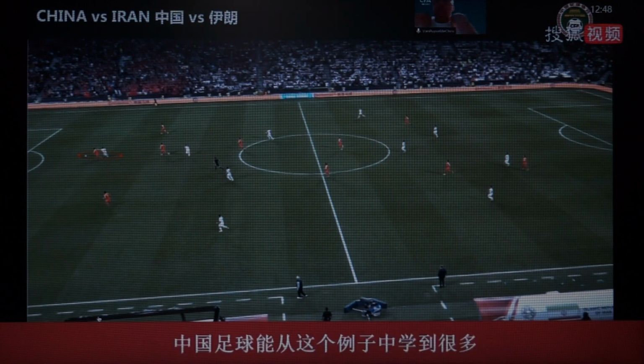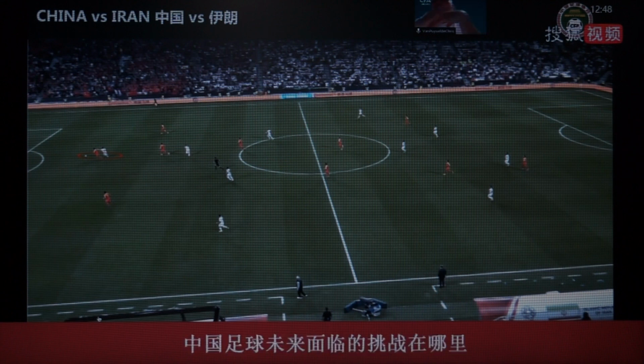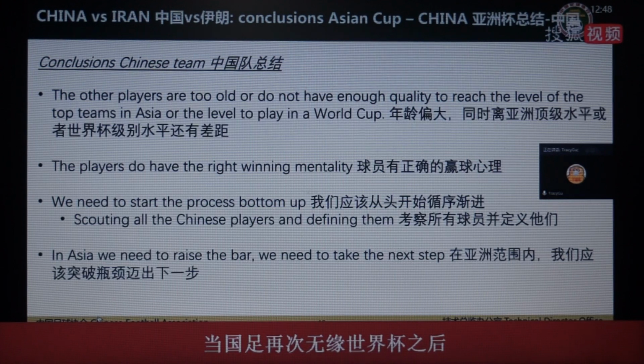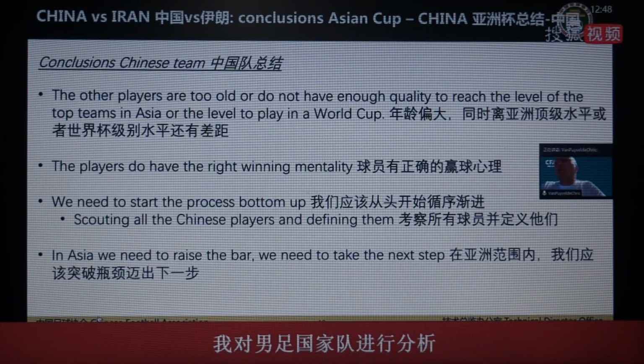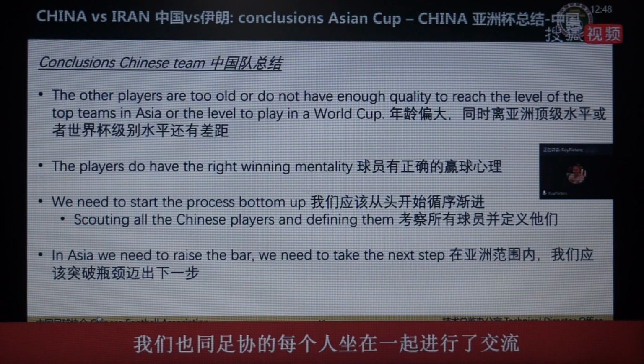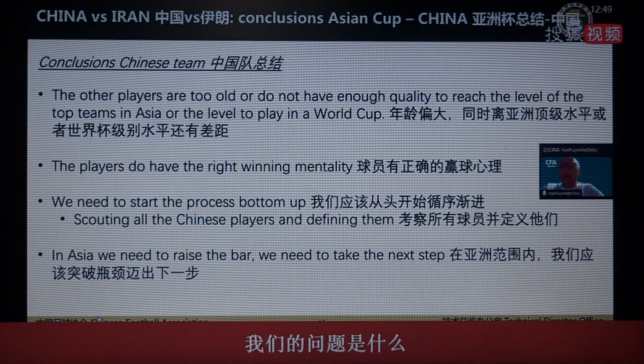So here, this is an example of the Asia Cup, one of the most important tournaments for China in football, where you see what the challenges for Chinese football are for the future. After we were out of the World Cup, the former president, Mr. Du, asked me to analyze the Chinese team. We were sitting together with people from the CFA, with everybody, in a relaxed way. What did we see, and what can we do for the future?